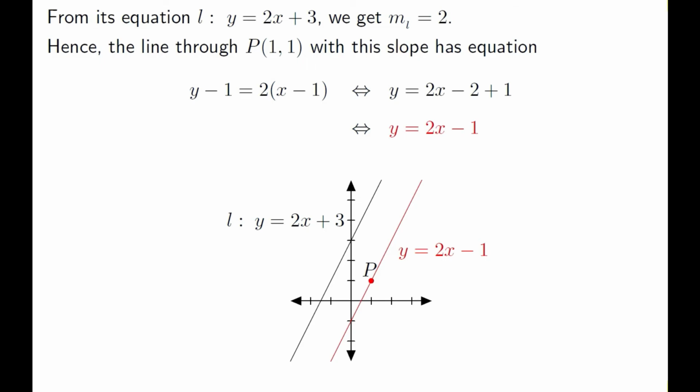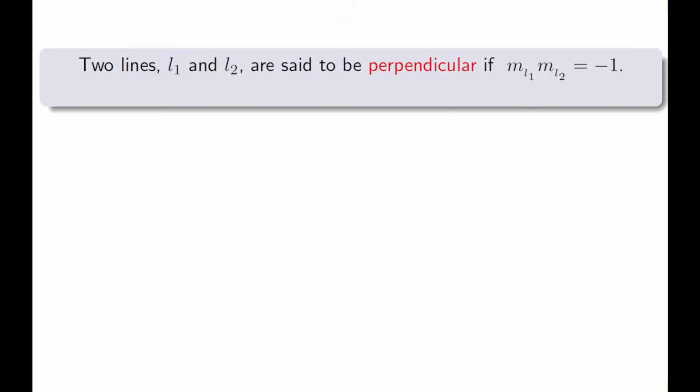Let's now have perpendicular lines. Two distinct lines L1 and L2 are said to be perpendicular if the product of their slopes is -1. In symbols, we write this to say L1 and L2 are perpendicular. It is also correct to say that slopes of perpendicular lines are negative reciprocals of one another.